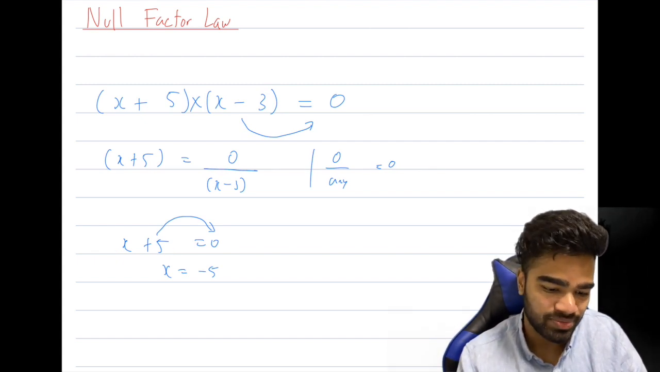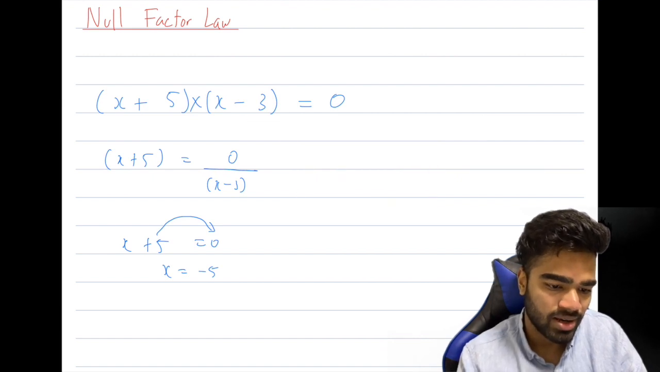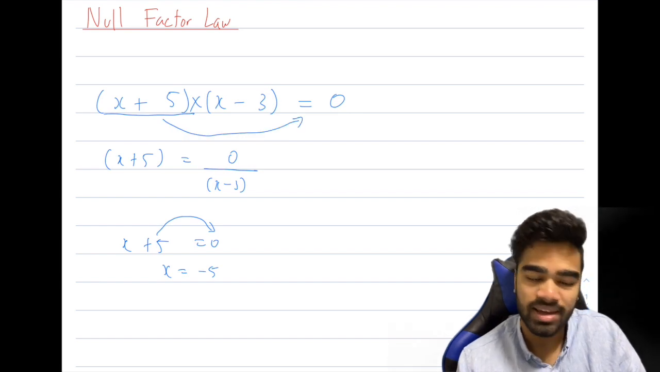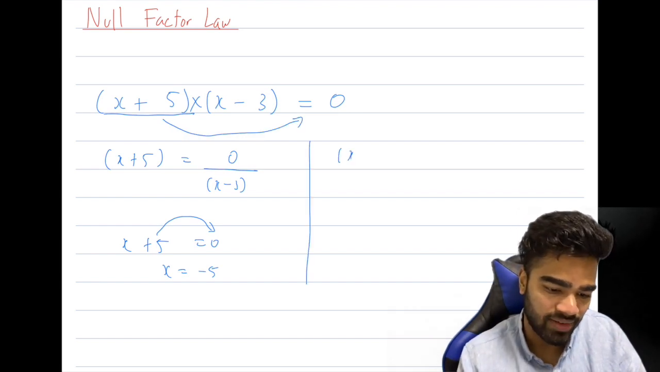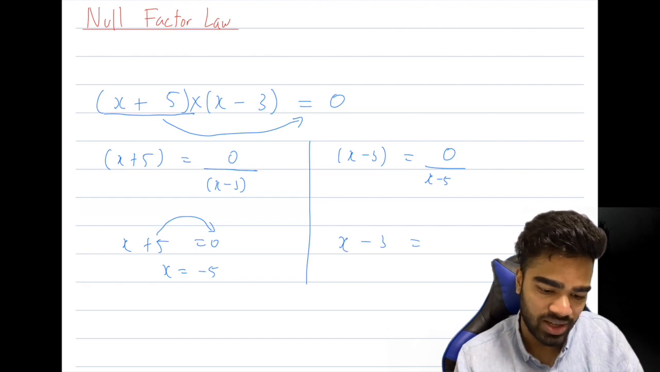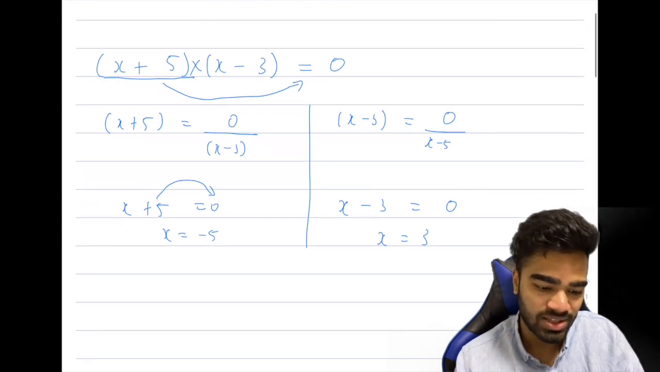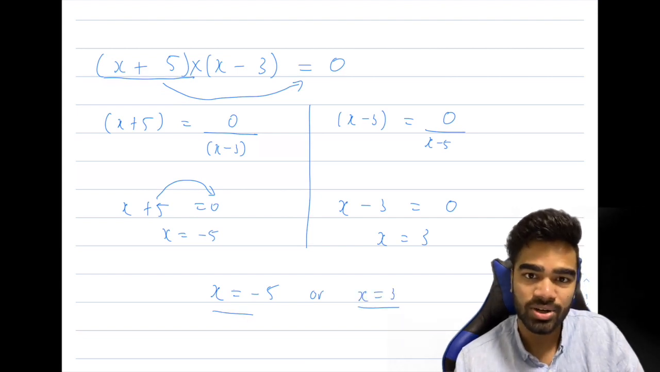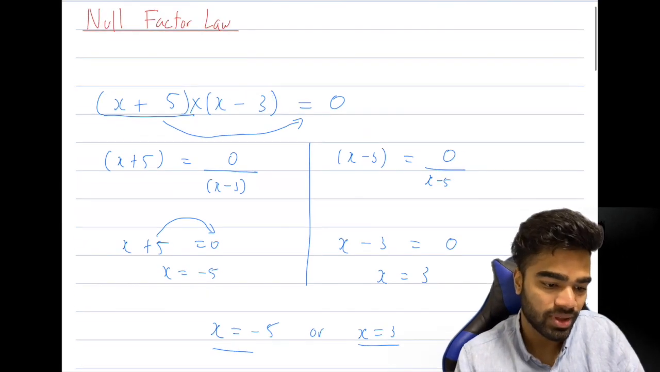That's the answer. But let's do it the other way around. Instead of taking x minus 3 to the other side, because they're multiplying, I can take x plus 5 to the other side. So I can have x minus 3 is equal to 0 divided by x plus 5 this time. So what's that going to be? It's going to be x minus 3 is equal to 0, because 0 divided by anything is 0. So x is equal to 3. So in fact, for this question, you have two solutions: x equals negative 5 or x is equal to 3. Doesn't matter which one, either way you're going to get 0. So this is going to be equal to 0. So that's how you do these questions.